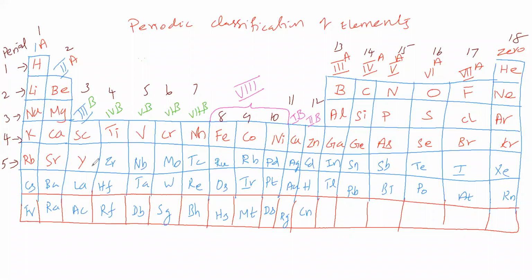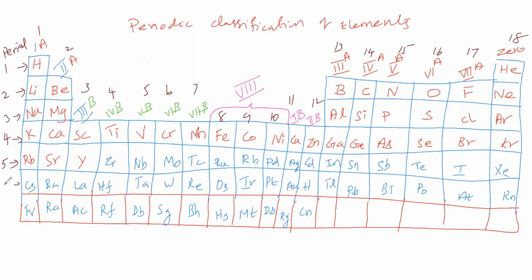Rubidium, strontium, yttrium, zirconium, niobium, molybdenum, technetium, ruthenium. This is rhodium, Rh, palladium, silver, cadmium, indium, tin. Sb is called antimony, Te is called tellurium, iodine, xenon.